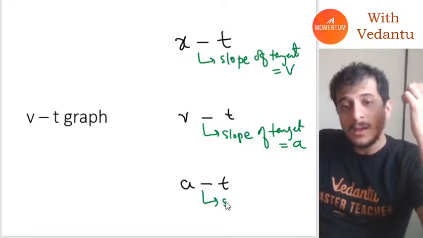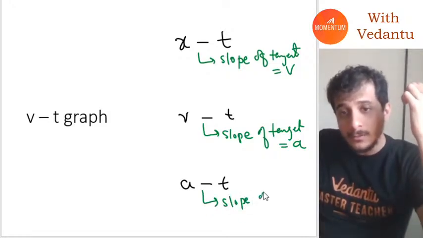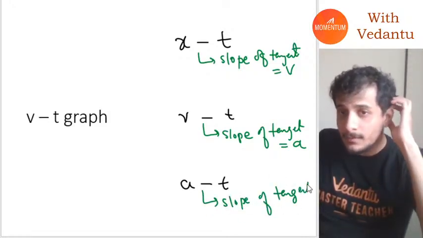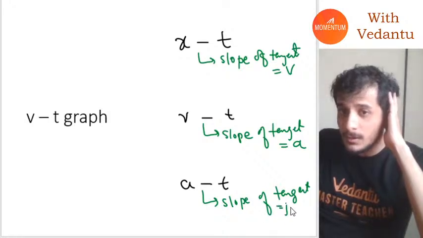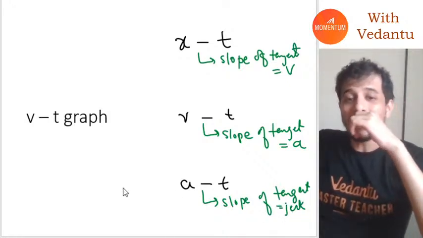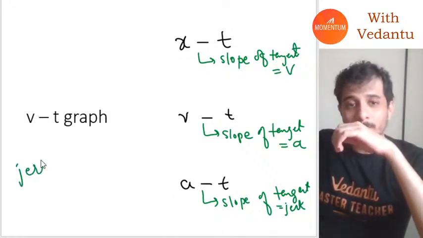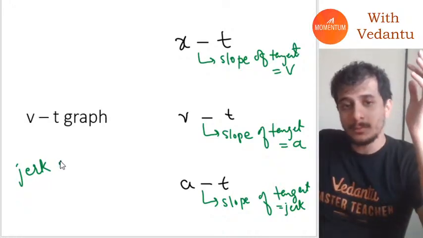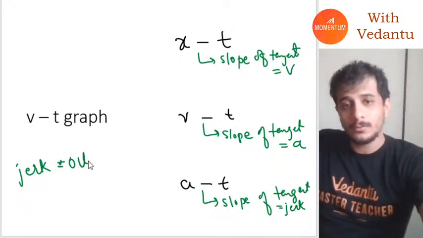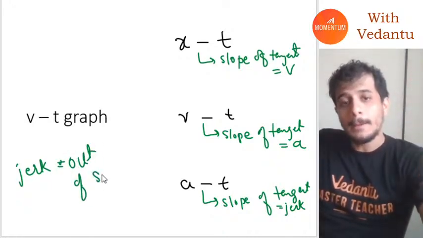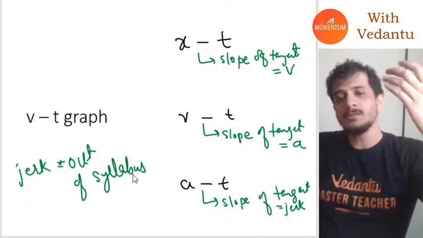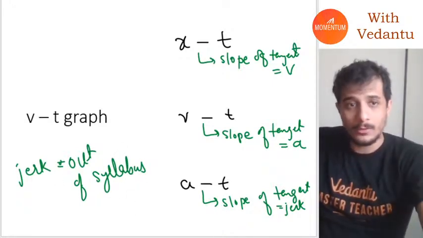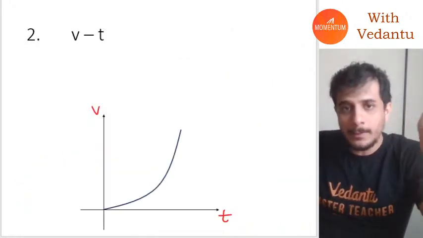You take the slope of the tangent in the case of an acceleration versus time graph, and you get a quantity called jerk. This jerk is out of syllabus, so we don't study that. But in general, whenever we take the slope of a tangent, we are basically differentiating. Now let's get back to the graph.